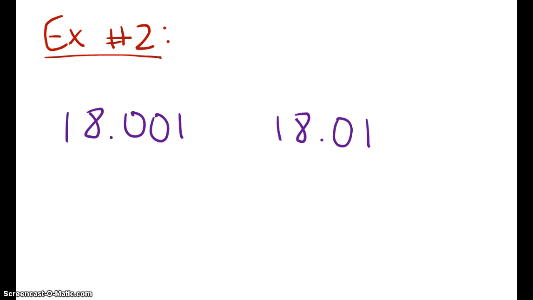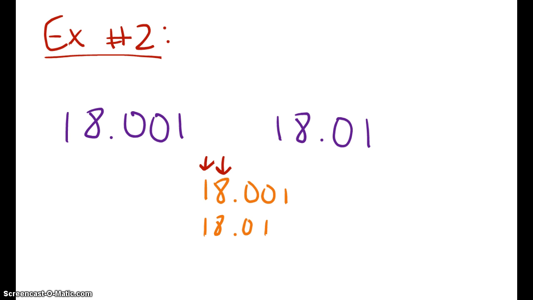Example number 2, we're doing the same thing using greater than, less than, and I'm going to line them up. I have 18 and 1,000 and 18 and 100. See how I lined my decimals up? Put them in the same place. Okay? Starting at the left, I have a 1. That tells me nothing. They both have 1s. Moving on to the 8. They both have 8s. That tells me nothing.